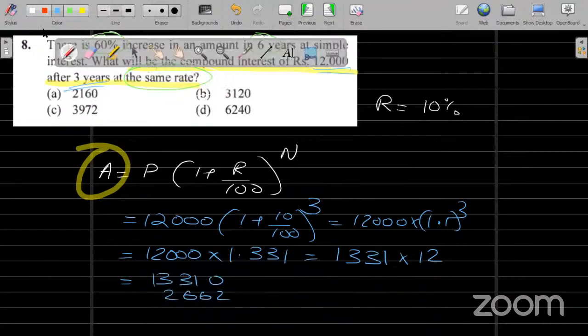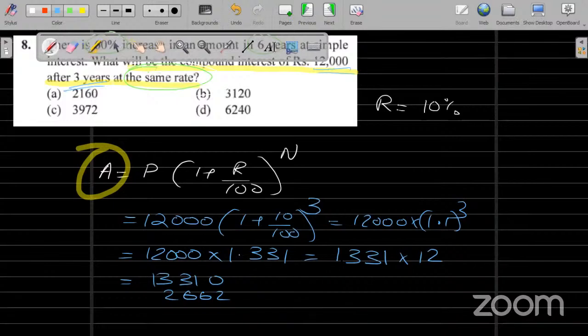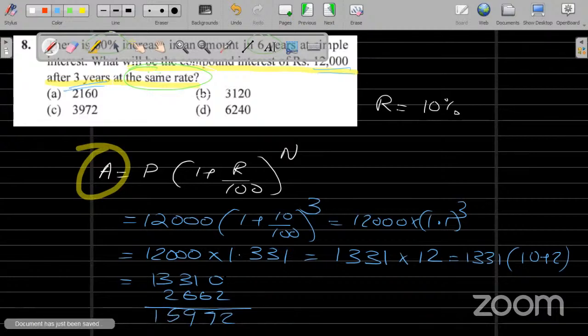Instead of multiplying with 12, I am multiplying with 10, then adding the product with 2. 1331 into 12 can be taken as 1331 into 10 plus 2. So 1331 into 10 is 13310, and 1331 into 2 is 2662. Then add that: 15972. So the final amount is 15972.